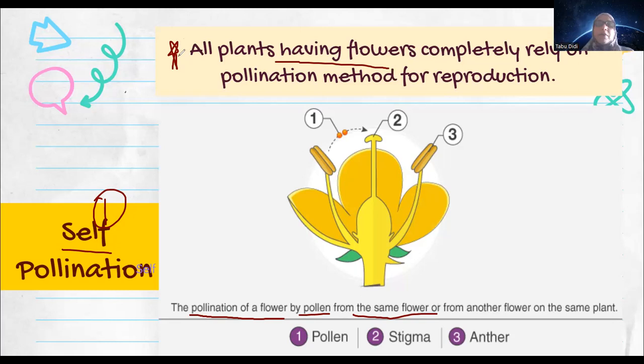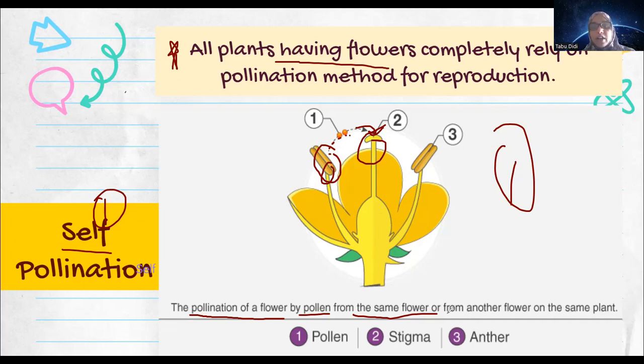Now the first type of pollination is self-pollination. What is this? Self means pollen grain of the flower getting transferred to the stigma of the same flower. Pollen grains from the anther of the same flower. You can see there is only one flower over here. So the pollen grains from here are getting transferred to the stigma of the same flower.